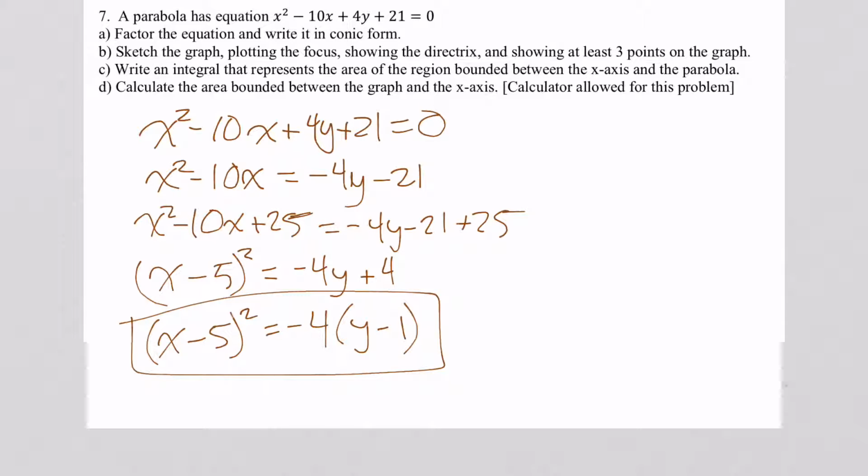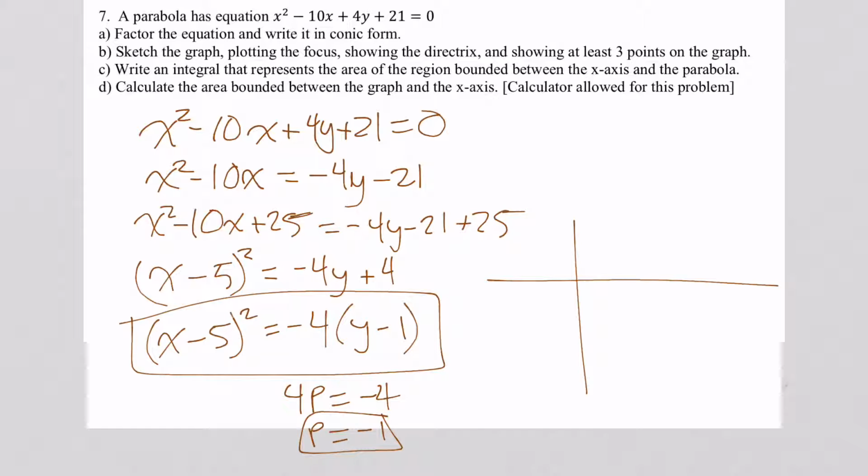And now we want to sketch the graph, plotting the focus, showing the directrix, and showing at least 3 points on the graph. So what I need to know is that the coefficient in front of the linear term is always in the form of 4p. So 4p has to equal negative 4, which then means p has to equal negative 1. Why is that important? p tells you how to get from the vertex to the focus.